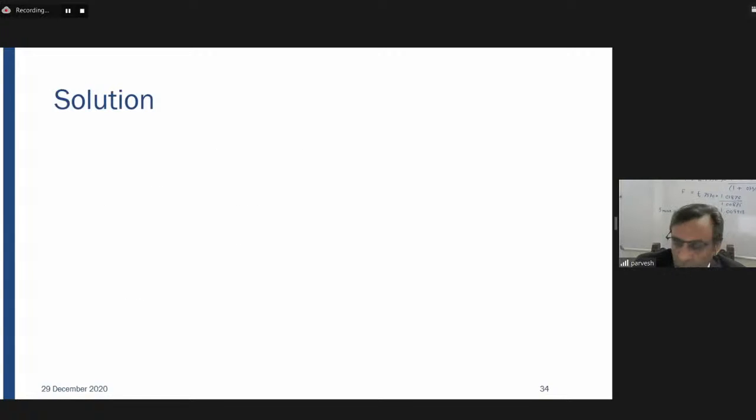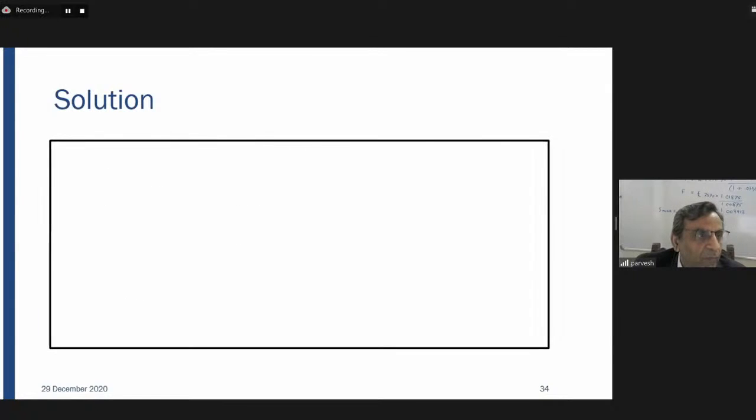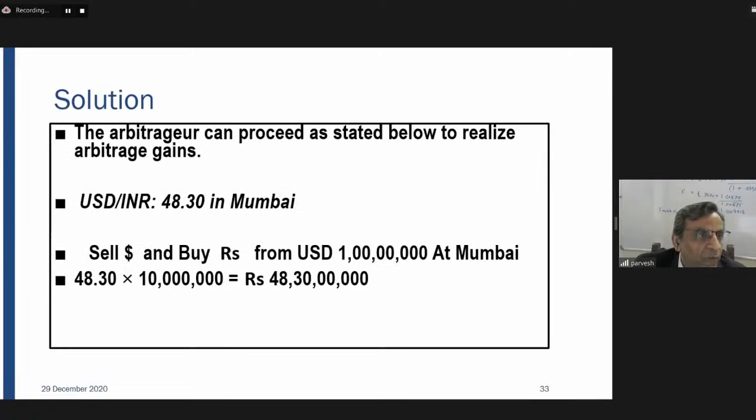So the first step he is going to do is convert all his dollars into rupees. We know that $1 is equal to 48.30. So he'll convert $1 crore into rupees. So he'll have 48 crore 30 lakh rupees with him.